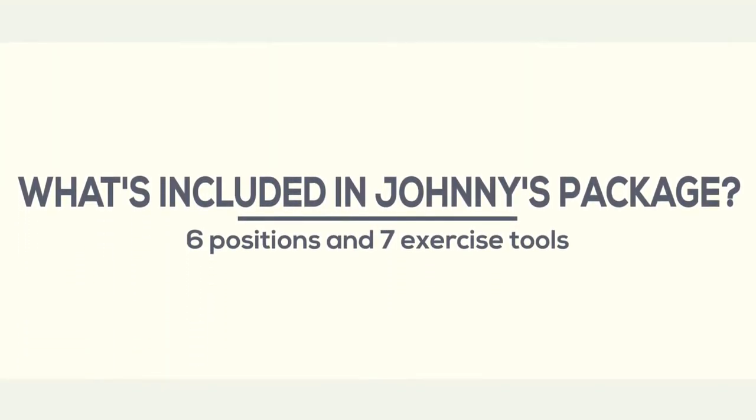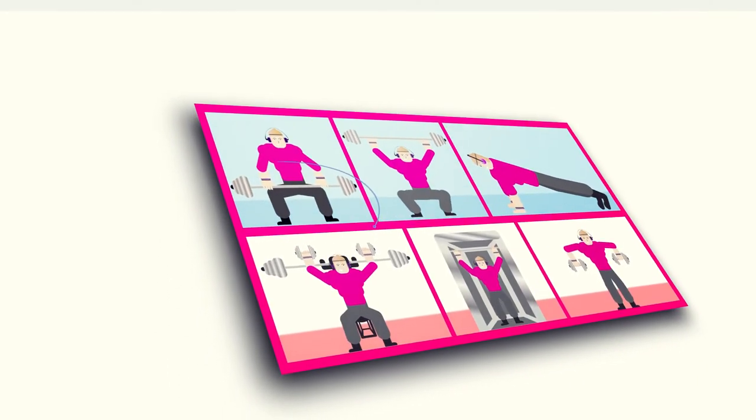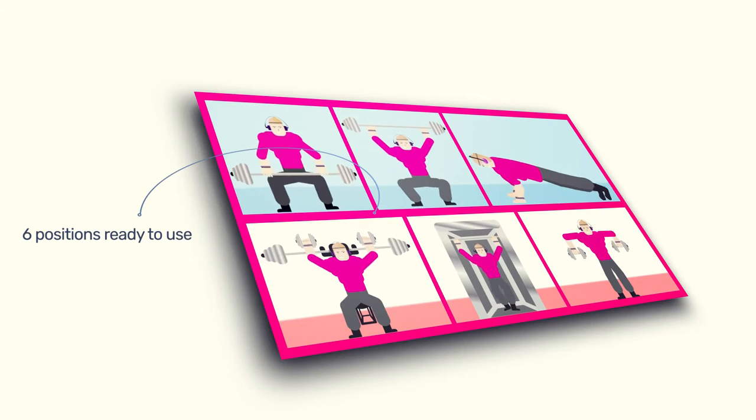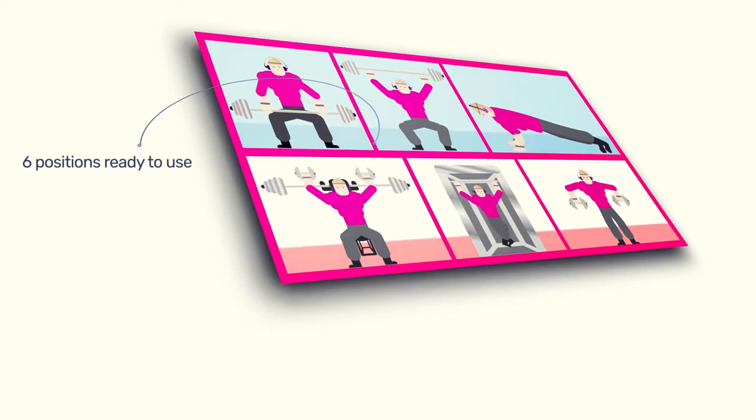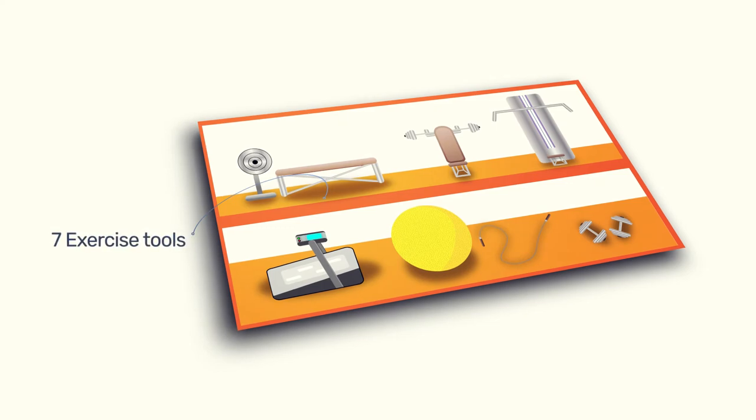What's included in Johnny's package? First thing first is 6 positions ready to use. And last thing last is 7 exercise tools.